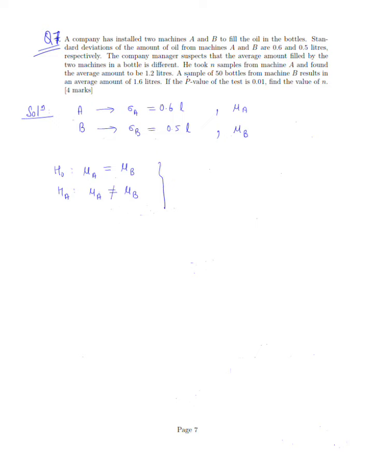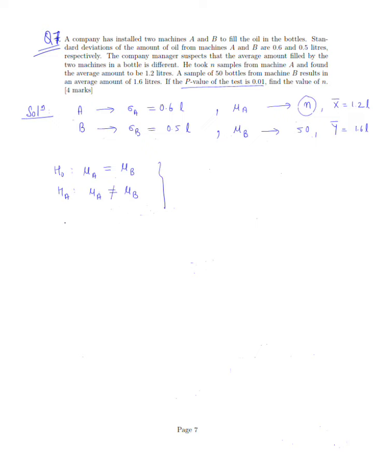In order to check this hypothesis, he took n samples from machine A. So from machine A, a sample of size n is taken and the average amount observed to be 1.2 liter. Let's note its average amount as x bar, and it is 1.2 liters. And a sample of 50 bottles from machine B has been taken and the average amount has been noted down as 1.6 liter. Let's denote it as y bar. The p value of the test is given to us and we have to find this value n.